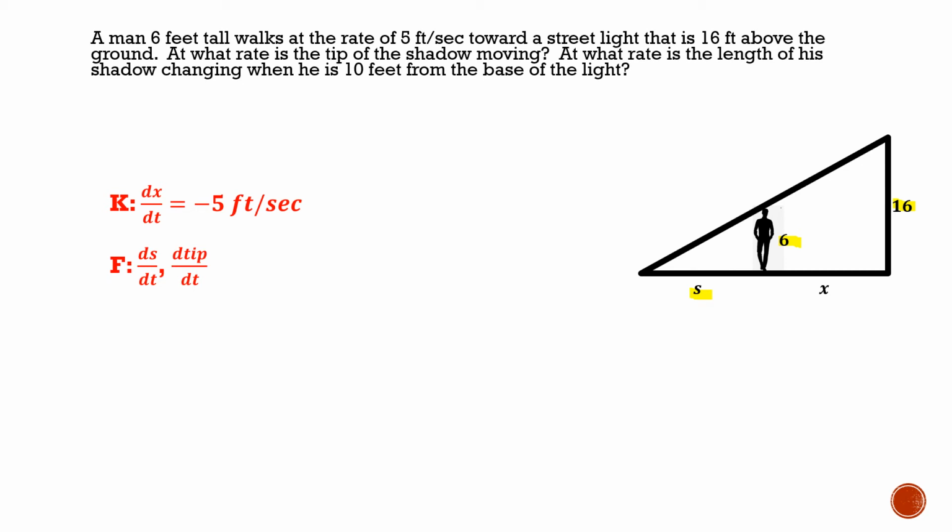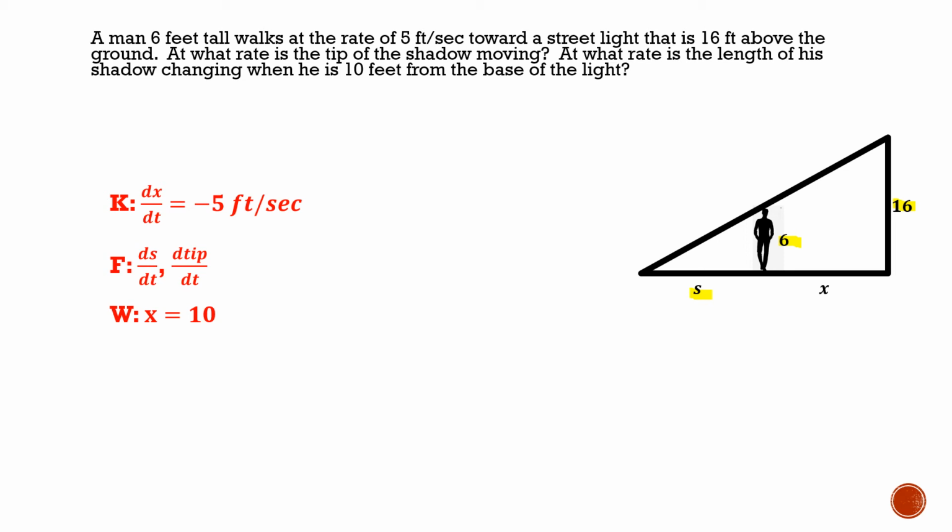What we're trying to find in this question, they're asking us two things. They're asking us the rate of the shadow, and they're asking us the rate of the tip of the shadow. And they told us that we're trying to find these values when x equals 10. So I'm going to start with ds/dt. I'm going to start with the function itself, and I'll worry about the tip later.